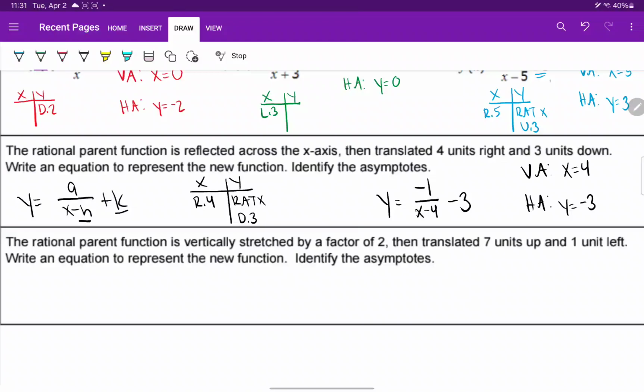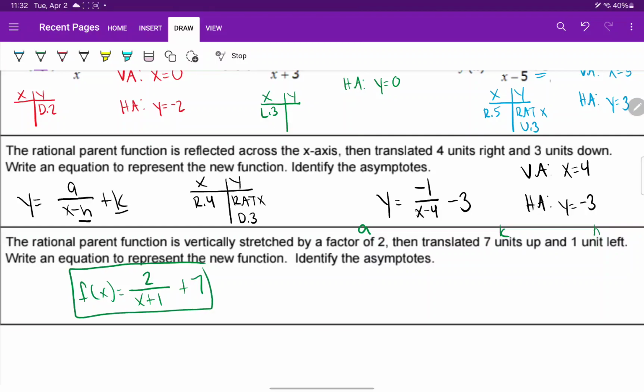So when I write this equation, f of x equals, so my a value, it's a vertical stretch by a factor of 2, so that's 2 divided by, then it's translated 1 unit left, that is h. So if it's x minus 1, insiders lie, so that's going to be x plus 1. And then translated 7 units up is, for k, plus 7.